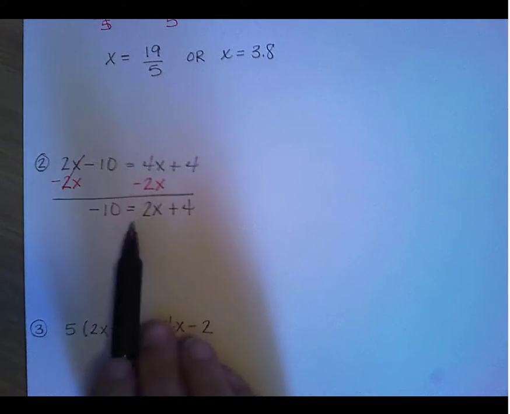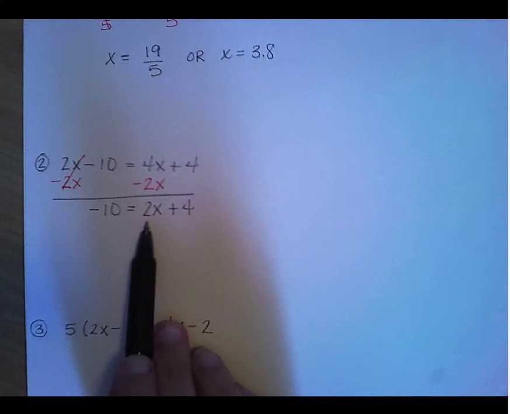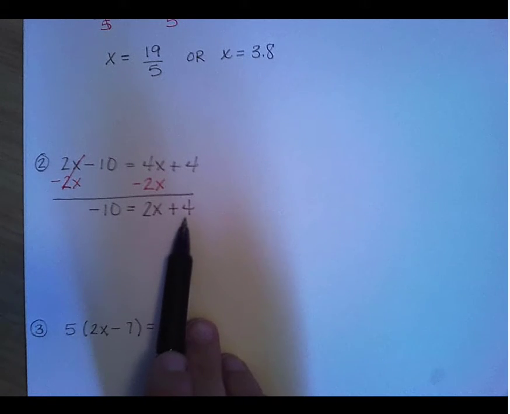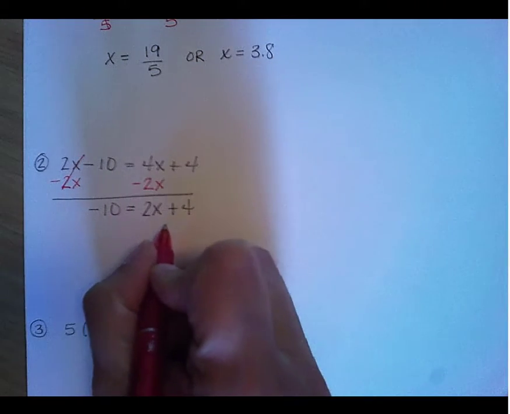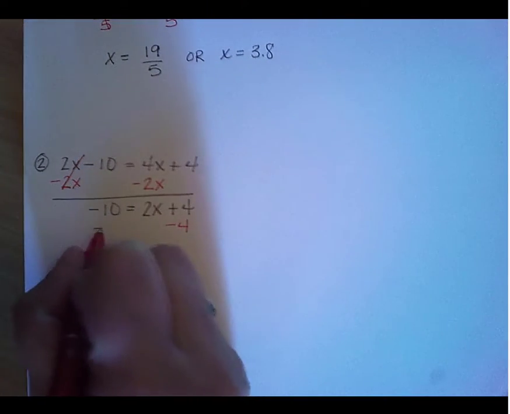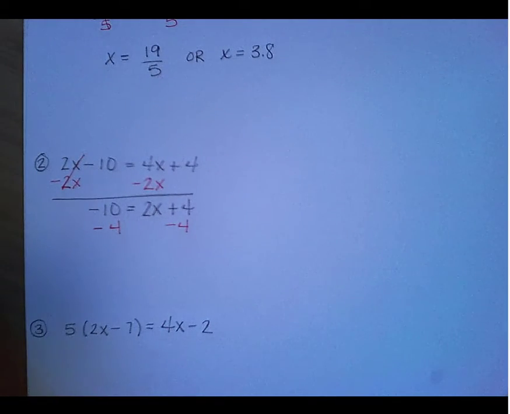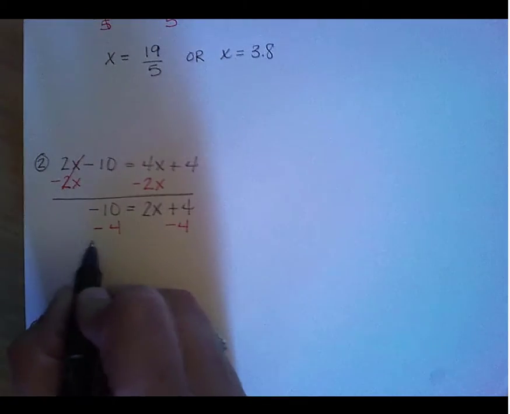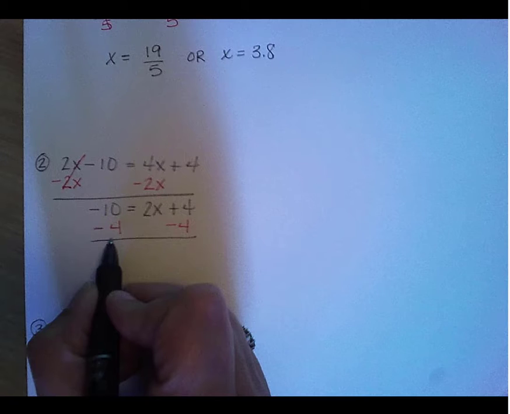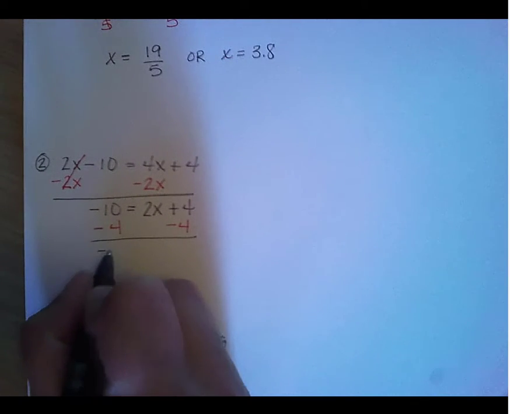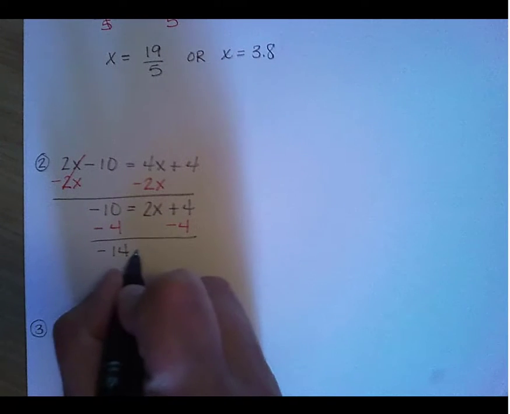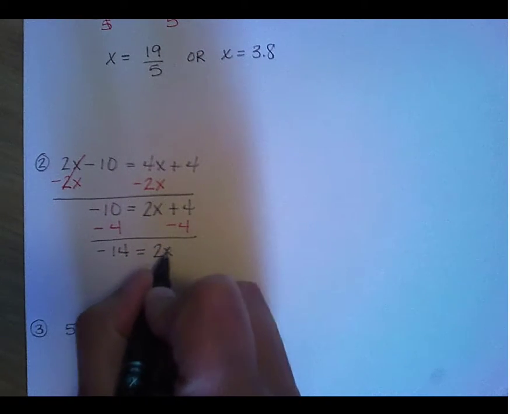So now that we've moved all of our x's over here onto the right-hand side, that means that this 4 needs to be moved over to the other side. Again, thinking about our opposites, since it's a plus 4, we're going to subtract 4 from both sides. So now we have negative 10 minus 4. Since they're both negative, we're going to add them together and keep their sign. That's going to give us a negative 14 equal to 2x.